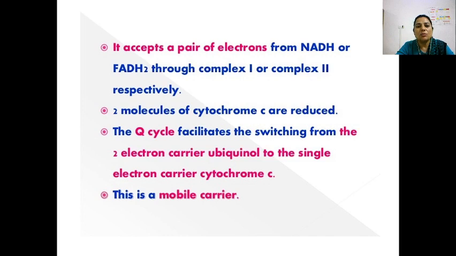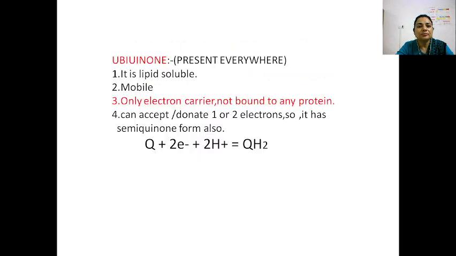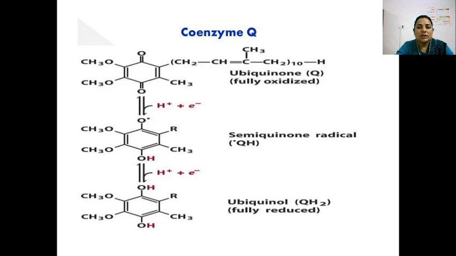This is a mobile carrier. Ubiquinone, it is present everywhere. It is lipid soluble, it is mobile, the only electron carrier not bound to any protein, and can accept or donate 1 or 2 electrons, so it has a semiquinone form also. Then coenzyme Q, this is the diagram, the structural formula.